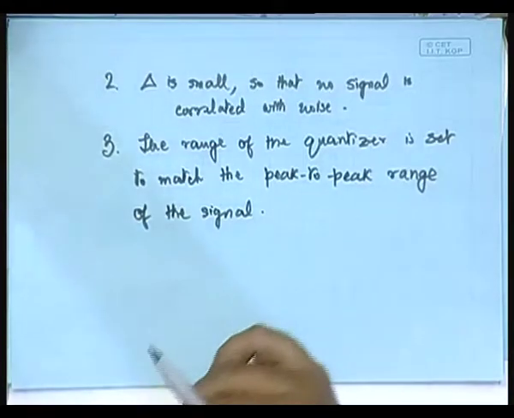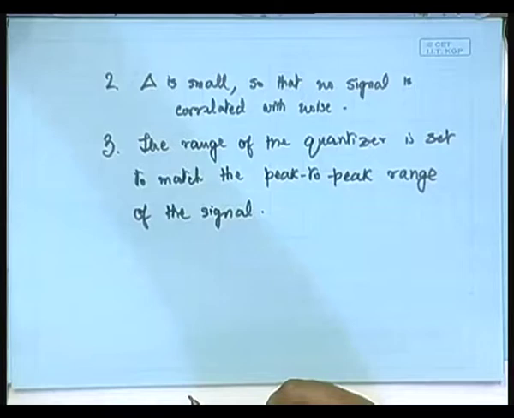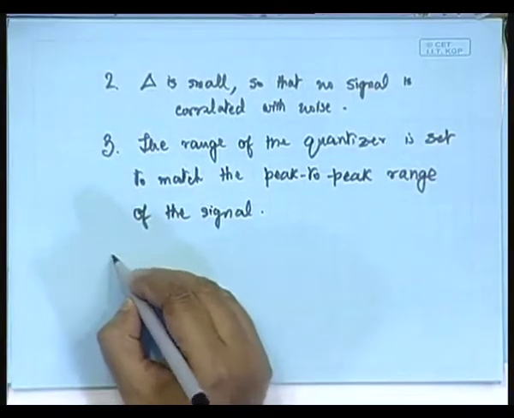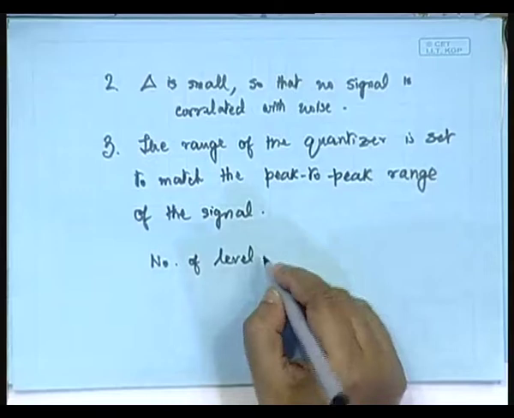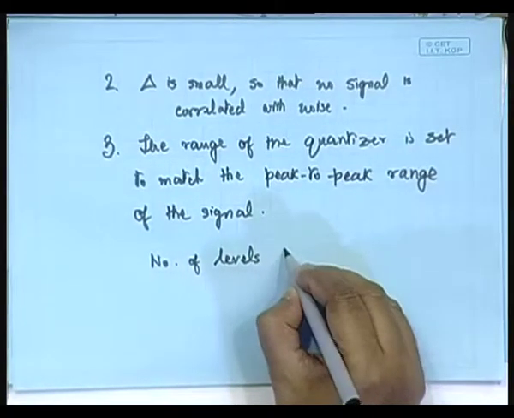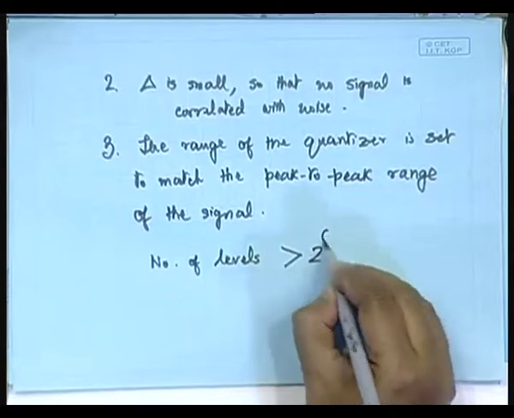Now, for the first two assumptions that we have made, that is reasonably valid, especially for delta to be small. What we require is that the number of step sizes should be large, because that is only what can make the delta small. So, it is seen that for speech signals, the first two assumptions are quite valid for number of levels greater than 2 to the power 6, and generally for speech signals it is so. For speech quantization, the number of levels should be greater than 2 to the power 6.